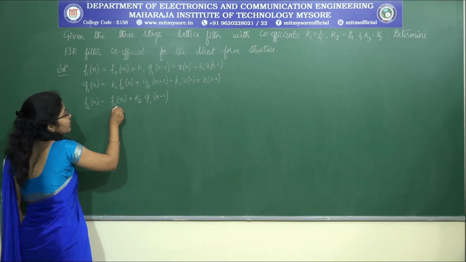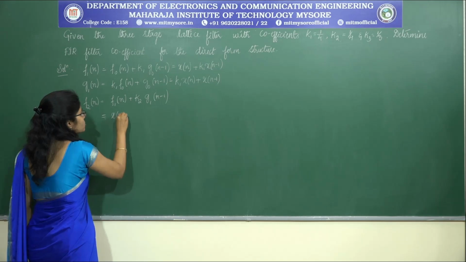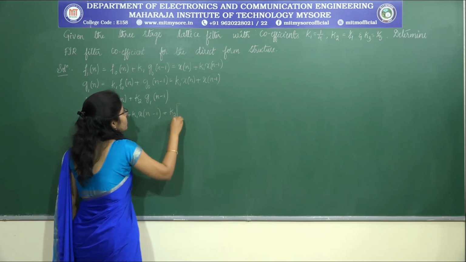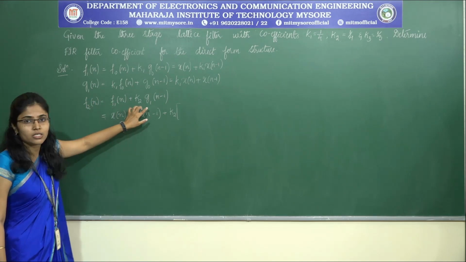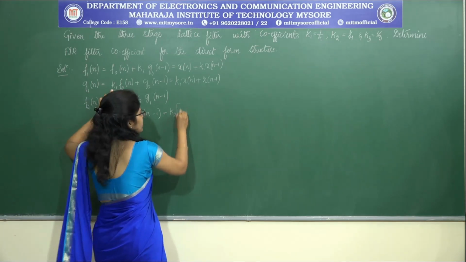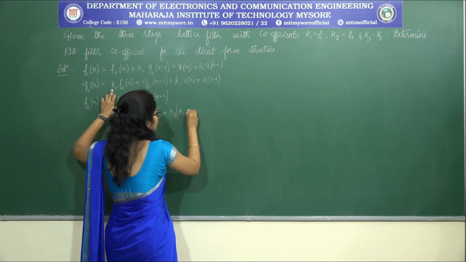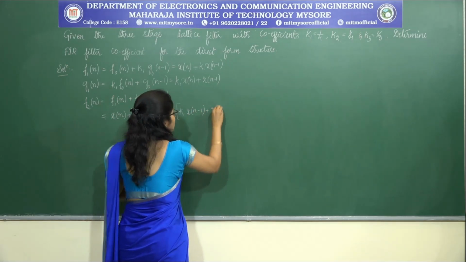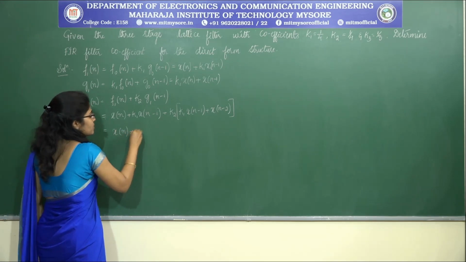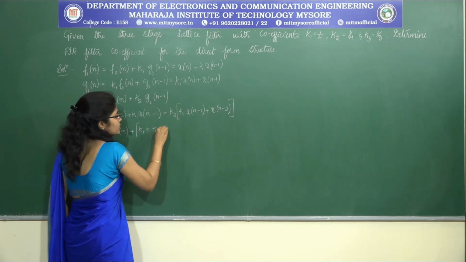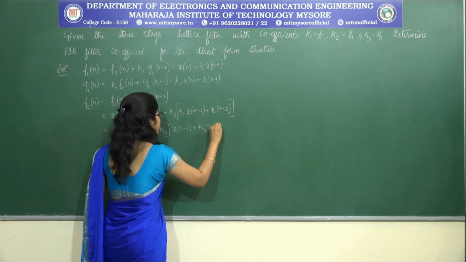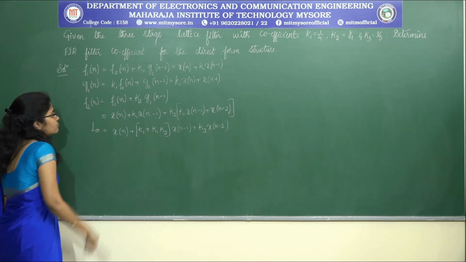Okay. So if I substitute f1 of n equation here, this will be equal to x of n plus k1 into x of n minus 1 plus k2 into, we know what is g1 of n. So I should know what is g1 of n minus 1. For that, wherever we have n, I should replace it with n minus 1. So I will write it directly. So k1 into x of n minus 1 plus x of n minus 2. Okay. So if I simplify this, I can write it as x of n plus k1 plus k1 into k2 into x of n minus 1 plus k2 into x of n minus 2. Okay. So this is f2 of n.